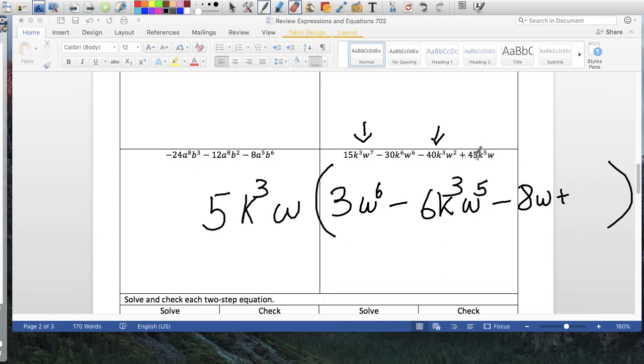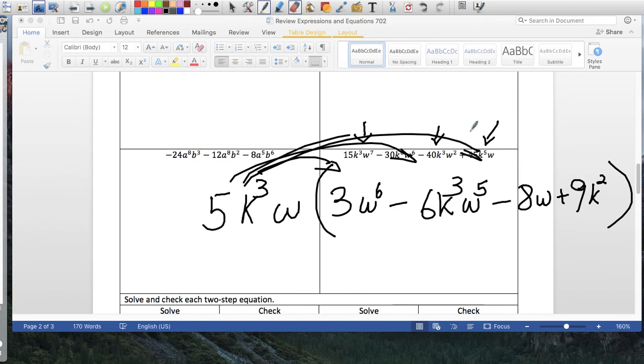And lastly, plus 45KW to the 5th. So 45 divided by 5 is 9. This is K to the 3rd. I needed to get to K to the 5th, so I'm going to do K squared. And W I don't need, so that's my final. And you can always double check to see if that works.